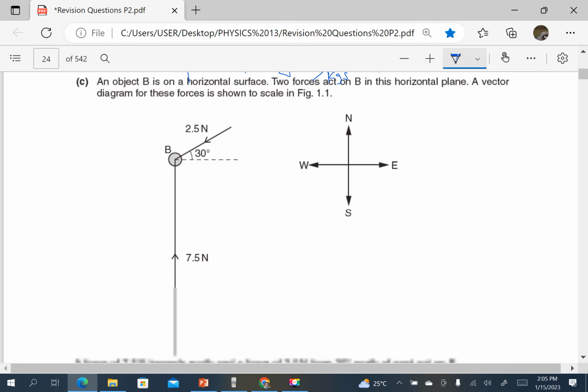An object B is on a horizontal surface. Two forces act on B in this horizontal plane. A vector diagram for these forces is shown to scale. I will not consider this as being shown to scale, because I don't think this is the exact size. If it is printed, maybe it will be to scale, but here it may not be the exact size. However, we shall still find the answer.